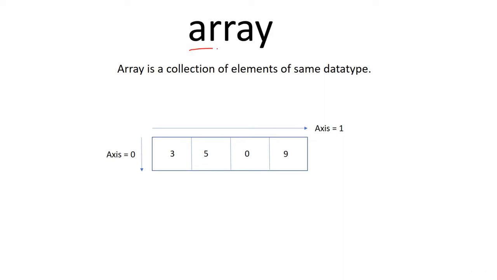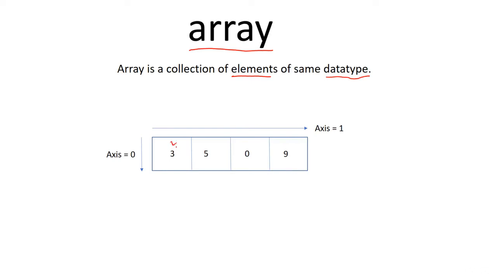All right, in this lesson, let's learn about the array. Now, the array, regardless of language, seems to trip people up a lot, and it's really quite simple. An array is a collection of elements of the same data type. That's what it is in most languages, and that's what it is in Python.